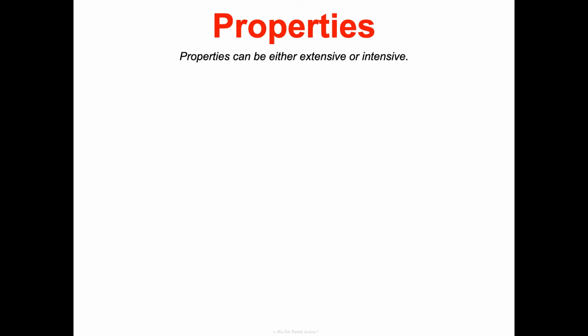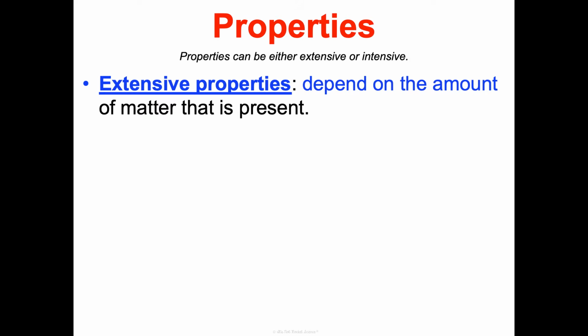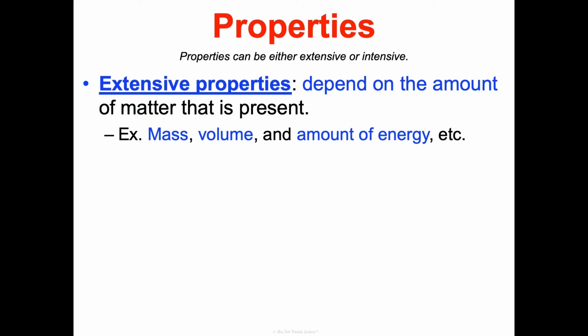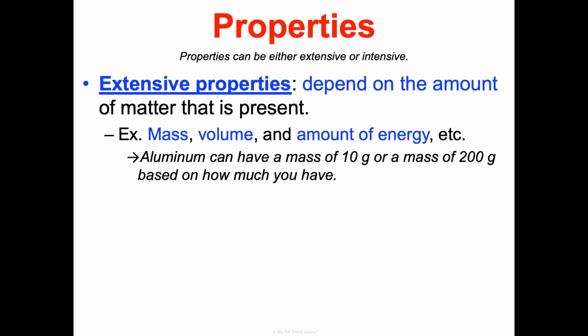So first, let's talk about extensive versus intensive properties. Extensive properties depend on the amount of matter that is present. So extensive properties are things like mass, volume, the amount of energy, etc. These are numbers and values that will change. If you have more of something, you're going to have more mass or more volume. For example, aluminum can have a mass of 10 grams or a mass of 200 grams. It just depends on how much aluminum you have.